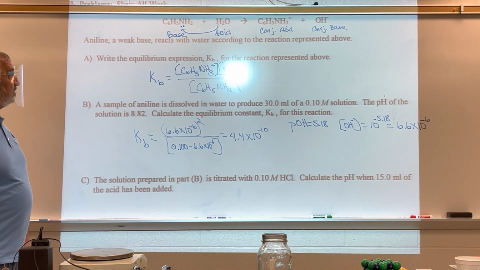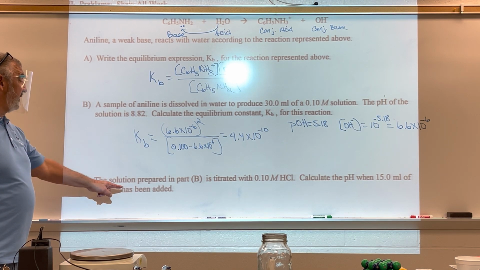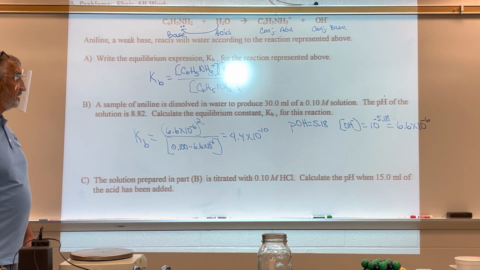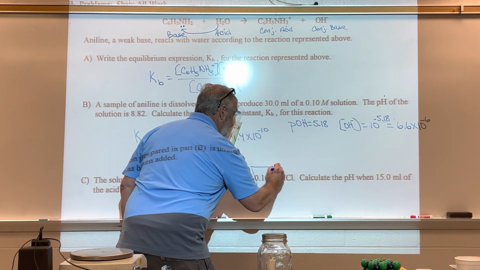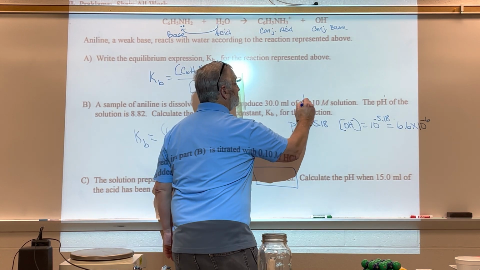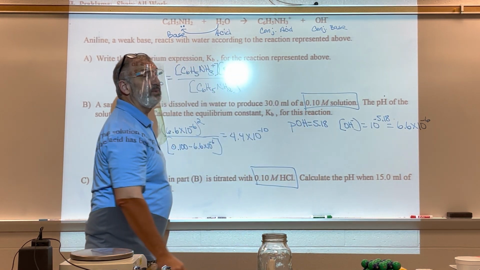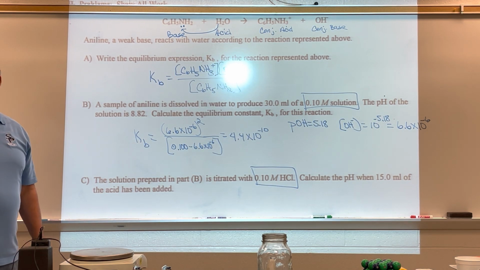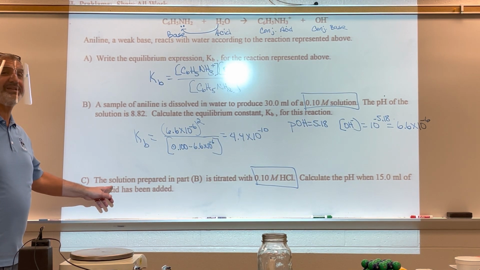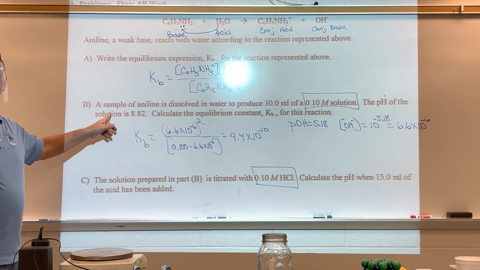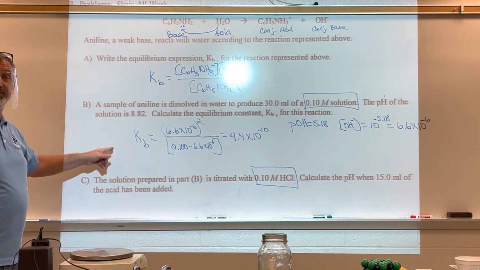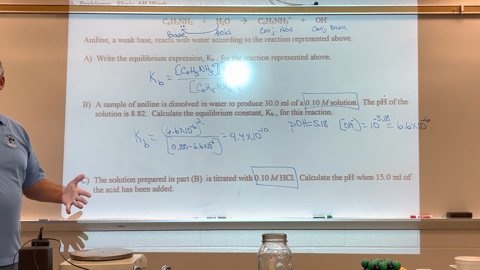All right, so the solution prepared in part B is titrated with 0.1 molar HCl. What's the significance of 0.1 molar HCl? This is what you go back and look at. It's the exact same concentration as my base. So how many milliliters of HCl would it take to completely neutralize the aniline? 30. So where are we at 15? That's the half equivalence point.